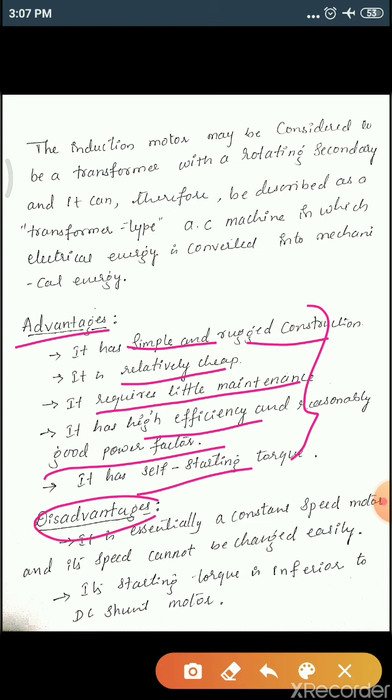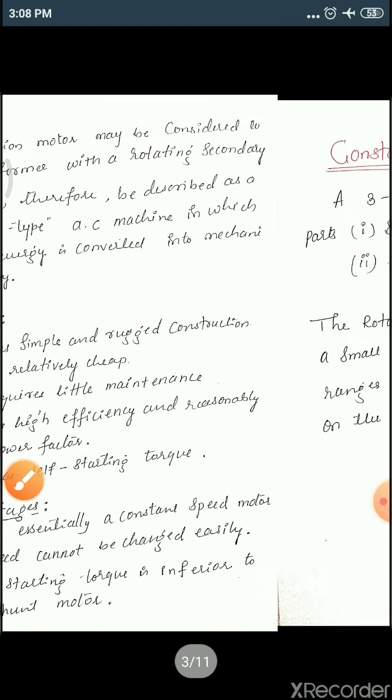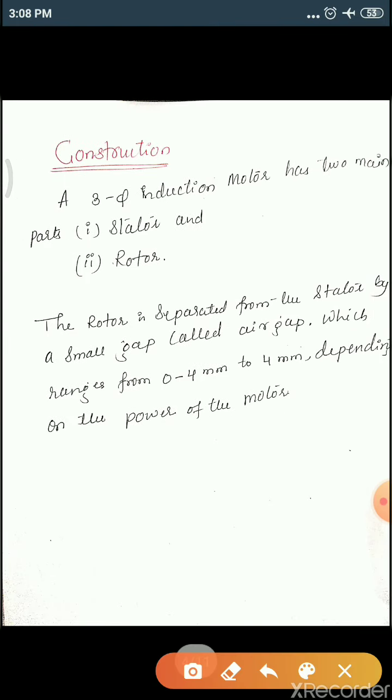A few disadvantages are there. It is essentially a constant speed motor, as we have discussed. Its speed cannot be changed easily. Its starting torque is inferior compared to your DC shunt motors. These are the advantages and disadvantages of the three-phase induction motor.